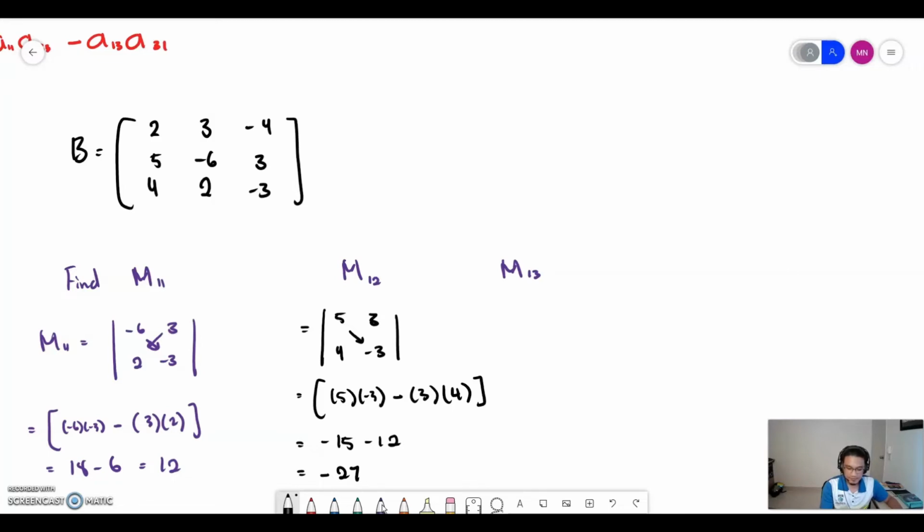Alright. Okay, then for minor 1, 3, I delete the first row and I delete the third column. So I will be left with 5, negative 6, 4, and 2. Okay, so I will do the multiplication. I have here 5 times 2, minus negative 6 times 4.